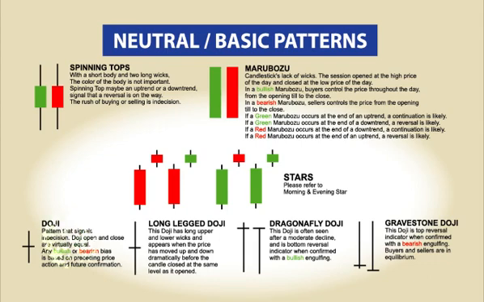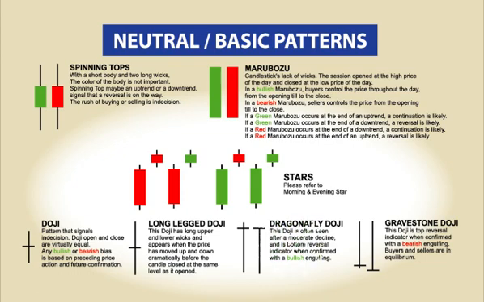Doji. A pattern that signals indecision. In a doji, the open and close are virtually equal. Any bullish or bearish bias is based on preceding price action and future confirmation. Long-legged doji. This doji has long upper and lower wicks and appears when the price has moved up and down dramatically before the candle closed at the same level as it opened.